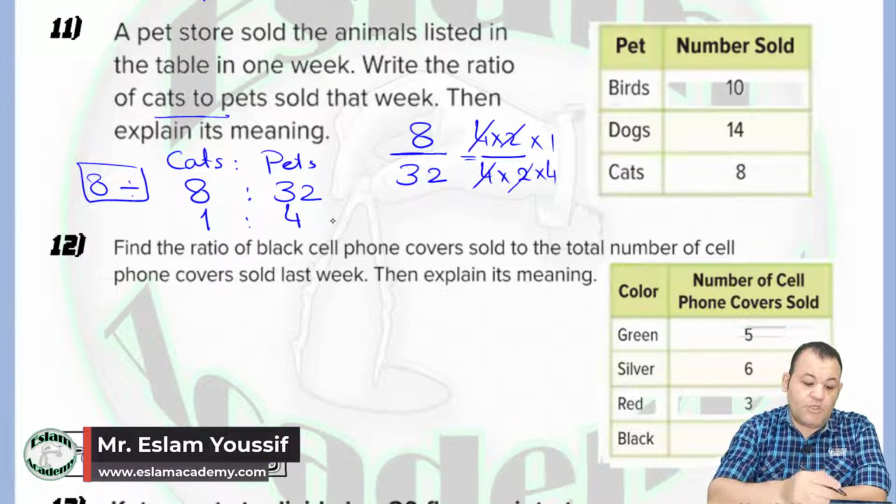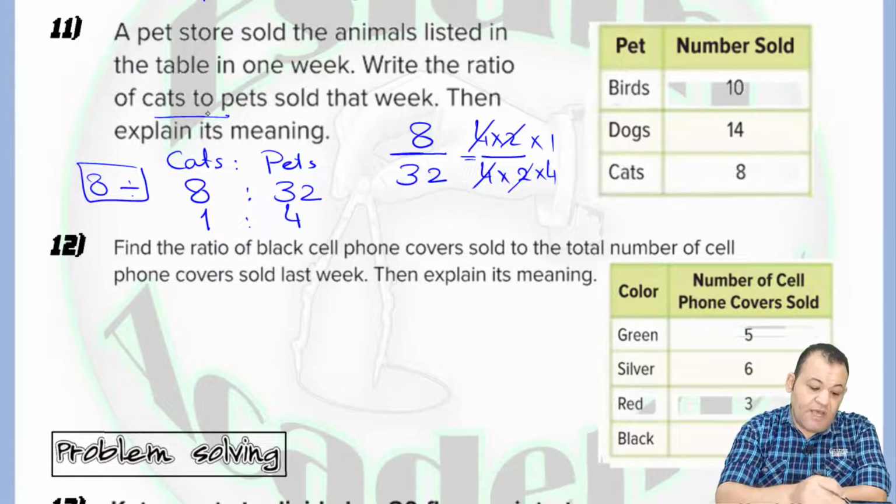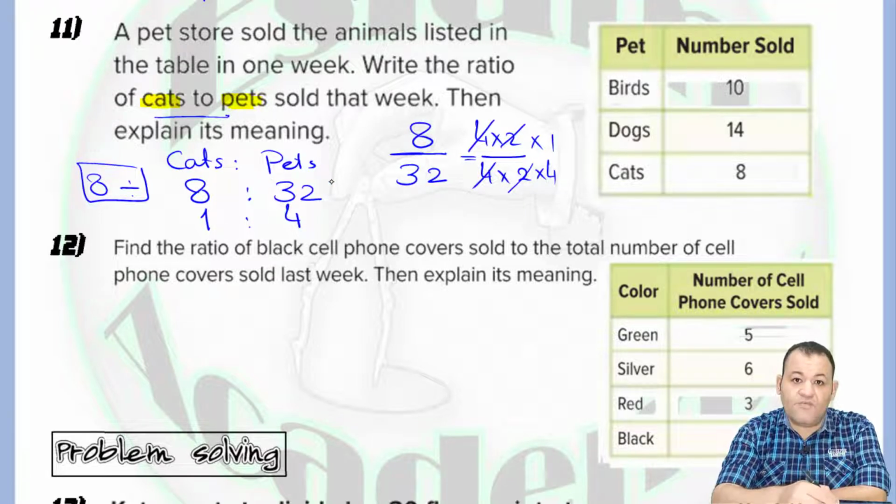The main point that you need to find is which number you compare to the other number: the first term to the second term. The first term that we have here is the cats, and the second term is the total number of the pets. So you just write the cats to the pets, write the number of the elements of the cats, then write the total number of the pets, then find the ratio in the simplest form. You can simplify it by finding the highest common factor, or write both of them as a fraction, then write the simplest form for them.